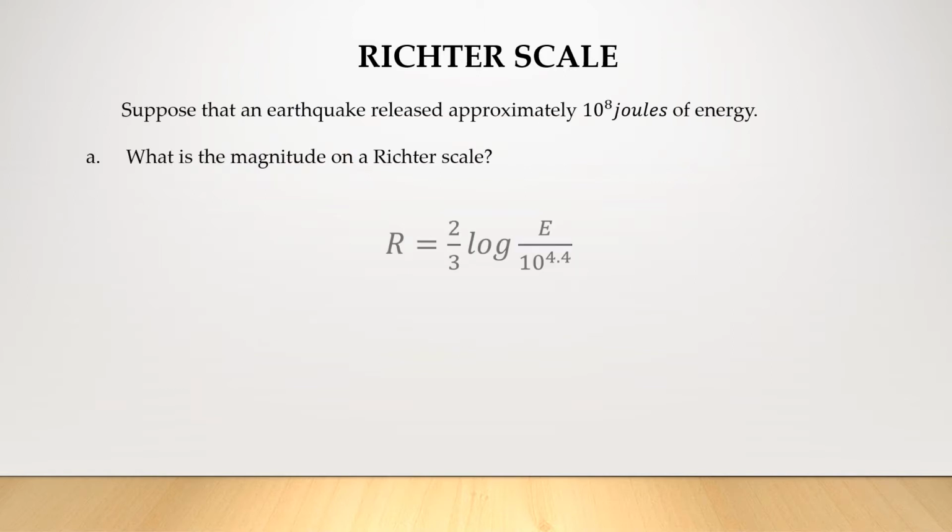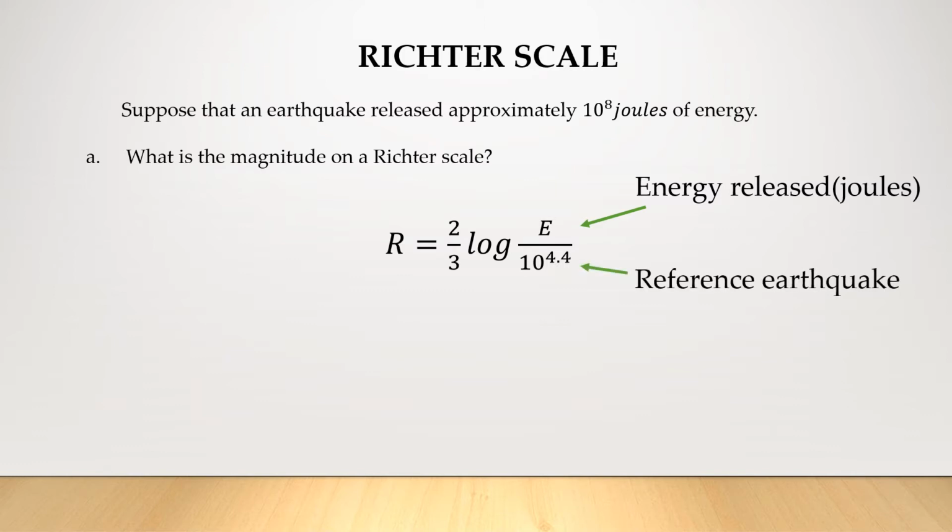So, sagutan muna natin yung unang question na what is the magnitude. So, for this one, meron tayong formula na R is equal to 2/3 of the logarithm of E over 10 raised to 4.4, where E is the energy released in joules at yung 10 raised to 4.4 naman is the reference earthquake. So therefore, substitute lang natin yung value natin ng E, which is 10 raised to 8. That is R is equal to 2/3 the logarithm of 10 raised to 8 over 10 raised to 4.4.